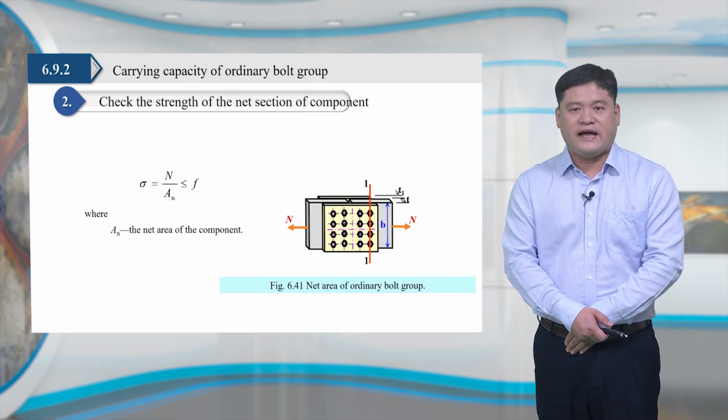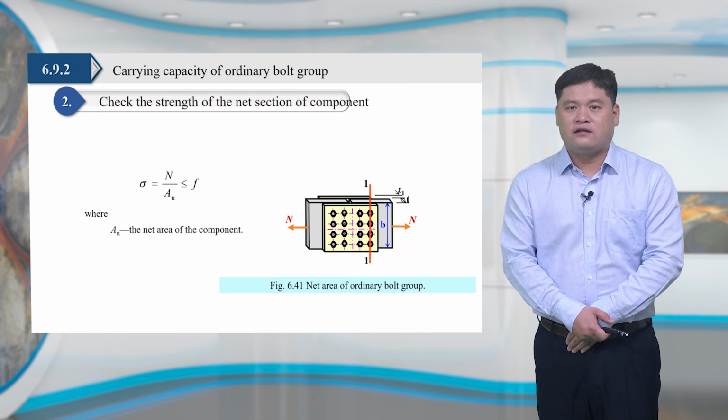In addition to checking the shear bearing capacity of the bolt, it is also necessary to check whether the net section of the connected plate meets the bearing capacity requirements. The tensile stress on the net cross-section is equal to the axial force divided by the net cross-section area, which must be less than the design value of steel strength.